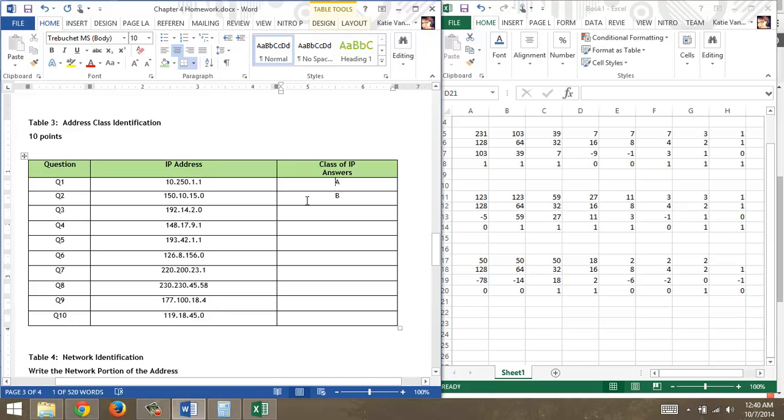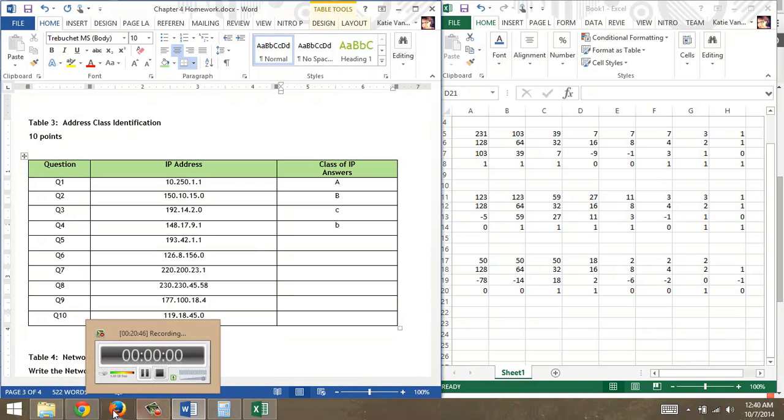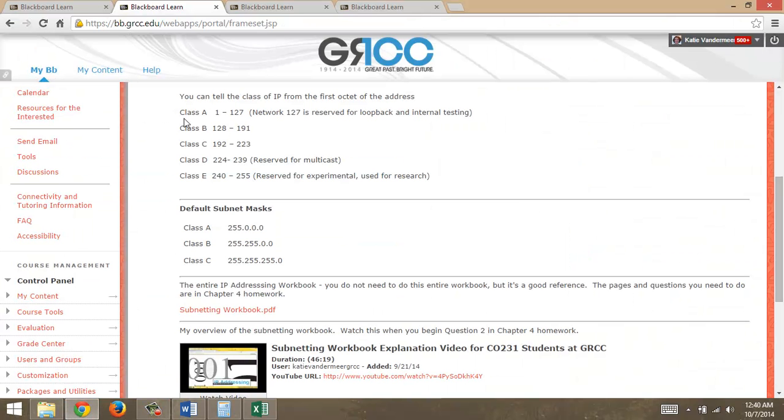10 is a Class A. 150 is in a Class B range. 192 is in a Class C range. 148 is in a Class B range. All you have to know is the ranges, and that goes back to in the chapter and also in the notes here, the first octet.